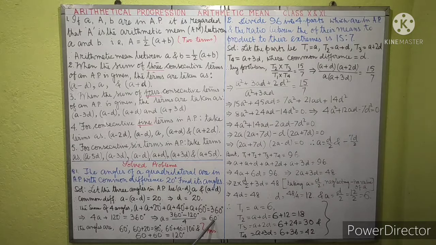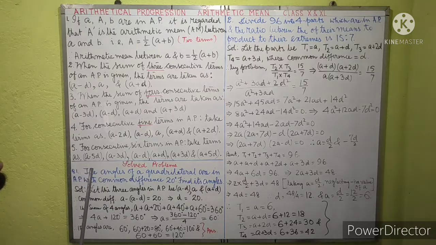A is 60 degrees, that is the first angle. Therefore the second angle will be 60 plus 20, that is 80 degrees. The third angle will be 60 plus 40, that is 100 degrees. And the fourth angle will be 60 plus 60, that is 120 degrees. This is the answer. Next, second question.